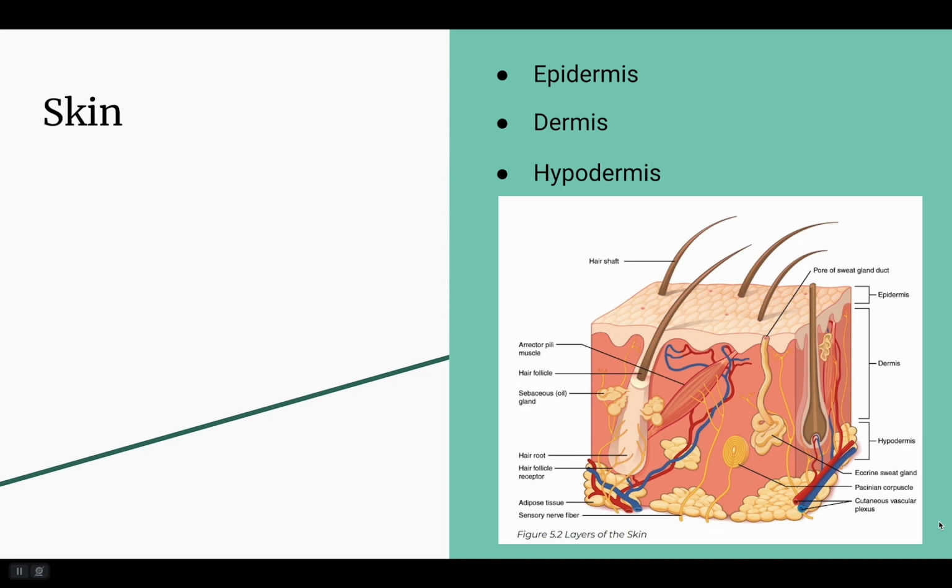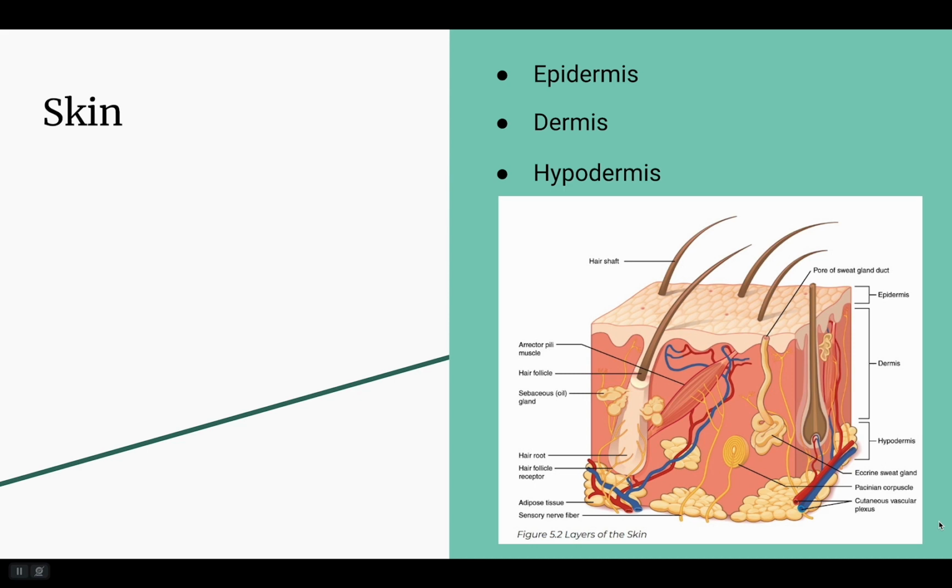Underneath the epidermis lies the dermis, where many essential components of skin function are located. The dermis contains hair follicles, the roots of hair shafts, sebaceous oil glands, blood vessels, endocrine sweat glands, and nerve endings. The bottommost layer of skin is the hypodermis, also referred to as the subcutaneous layer.